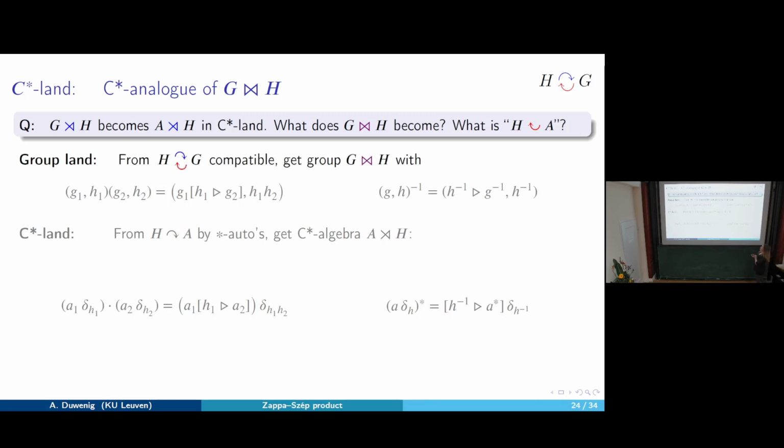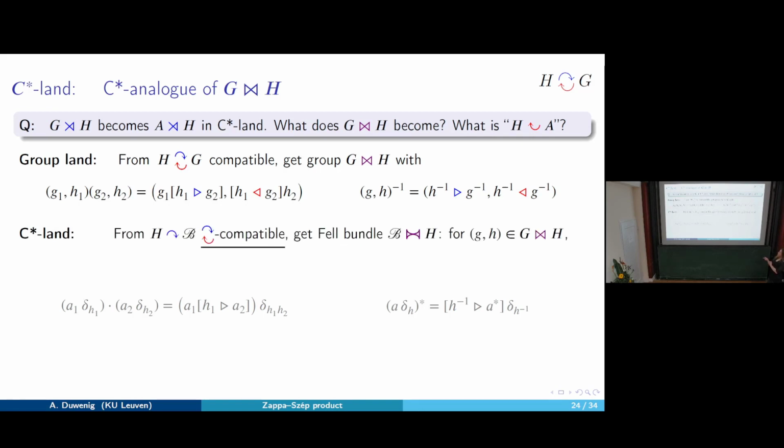Now, in group land, we were interested in this compatible setting where I actually have two actions. And here, my multiplication has become a bit more interesting. And then my inversion has become a bit more interesting. So now, I had to replace homomorphism by compatible. If I want to do this in C-star land, I will have to do the same thing. This time, I'm letting my H act on a Fell bundle B. This Fell bundle B actually lives over the G that I have going around as well.